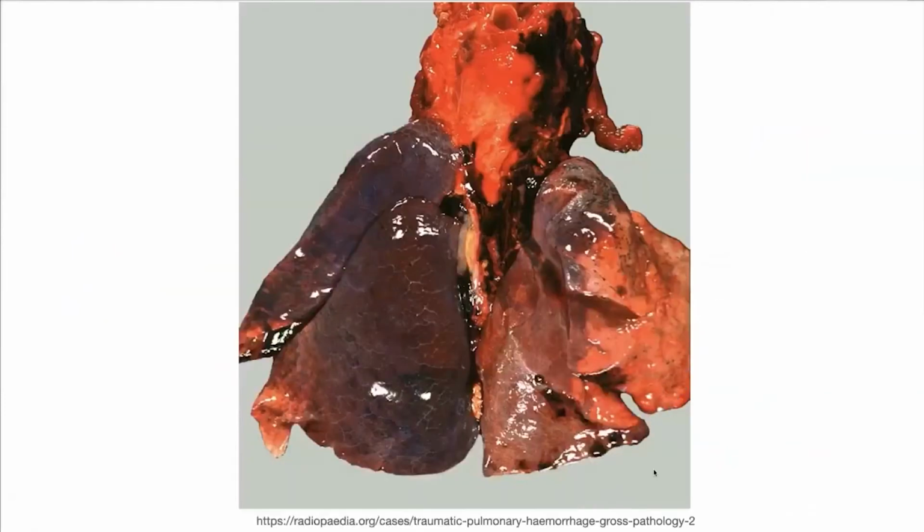Okay, pulmonary hemorrhage. So we often encounter this in patients who died of motor vehicle accident. Whatever the cause is, the gross appearance of pulmonary hemorrhage is similar. So the lung on the right side is filled up with blood, compared to the left side.